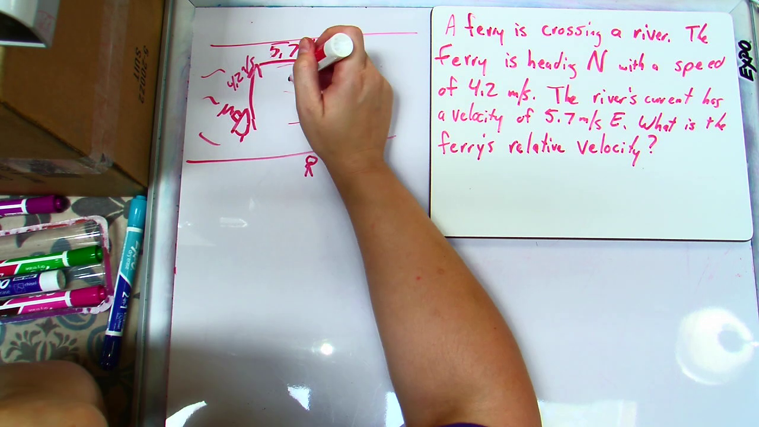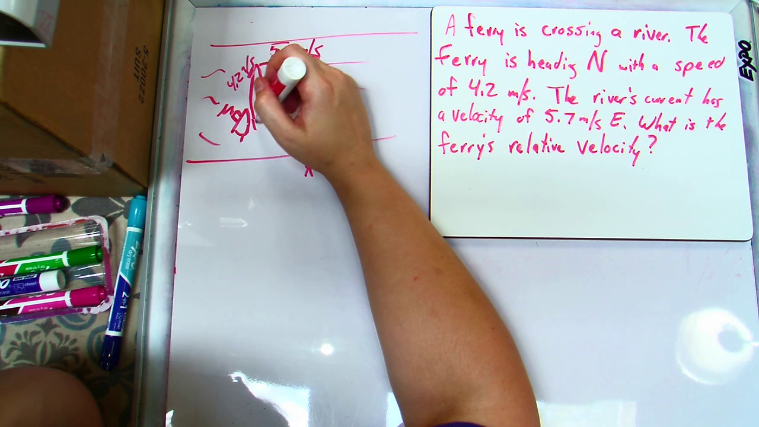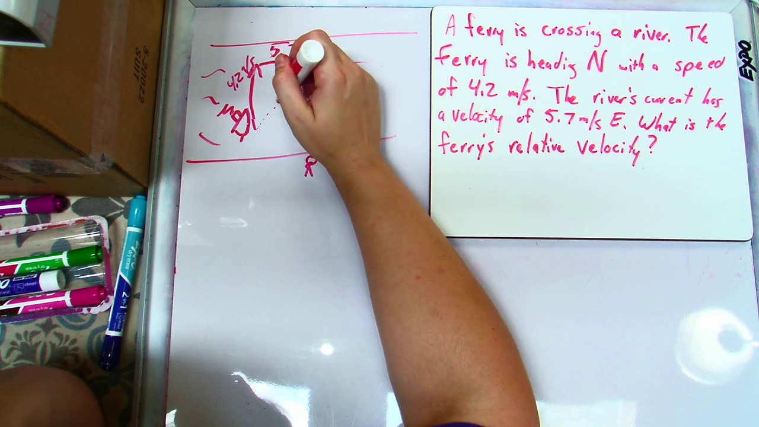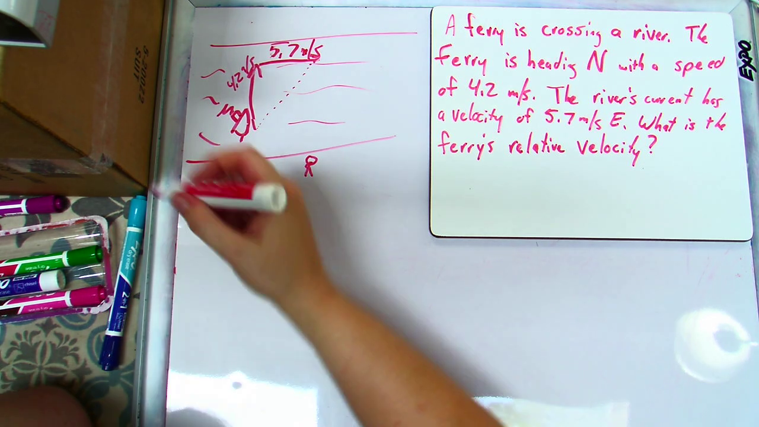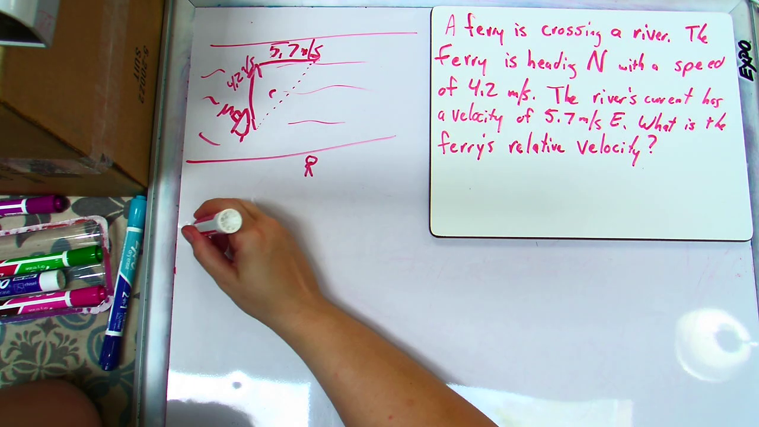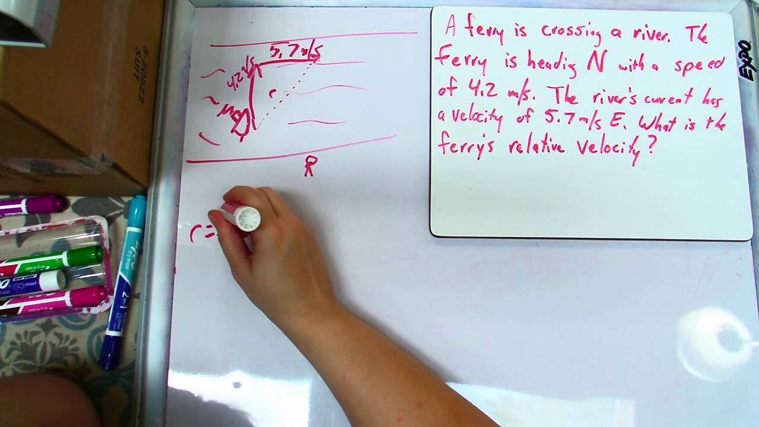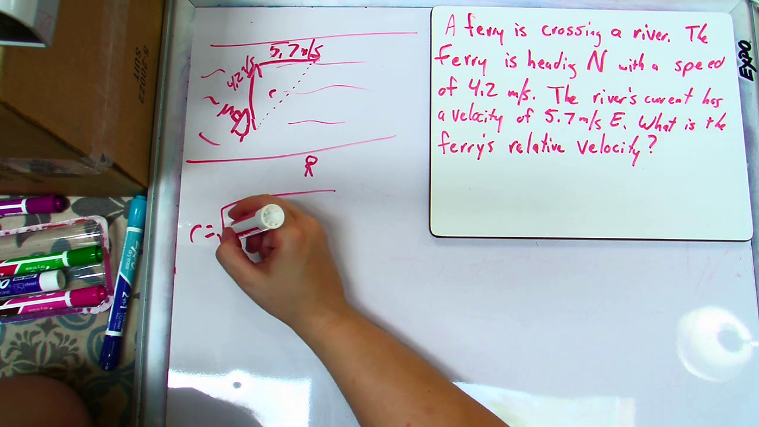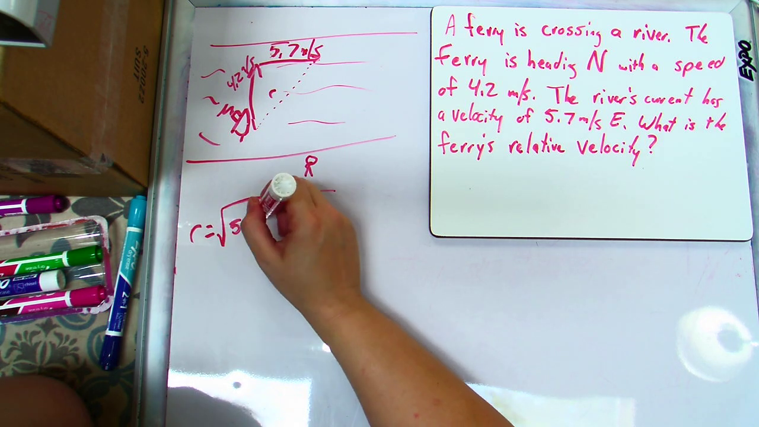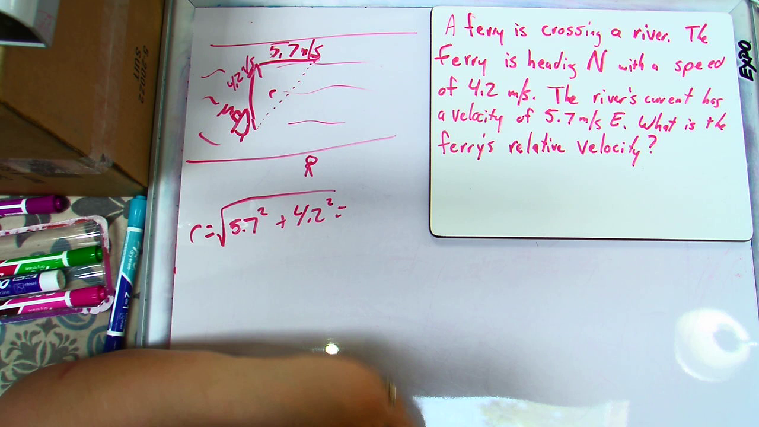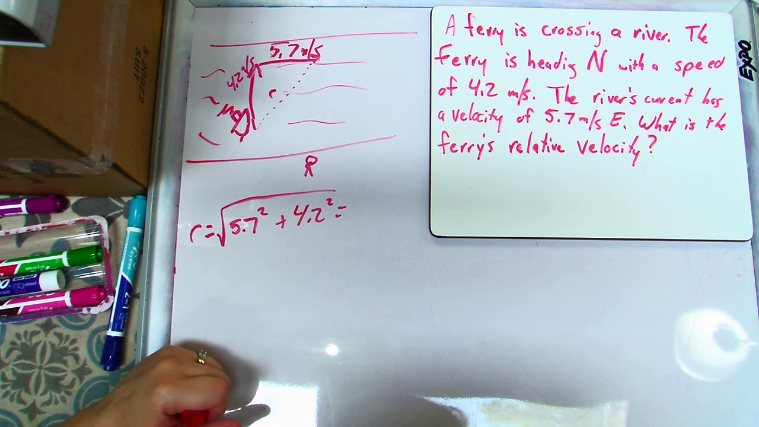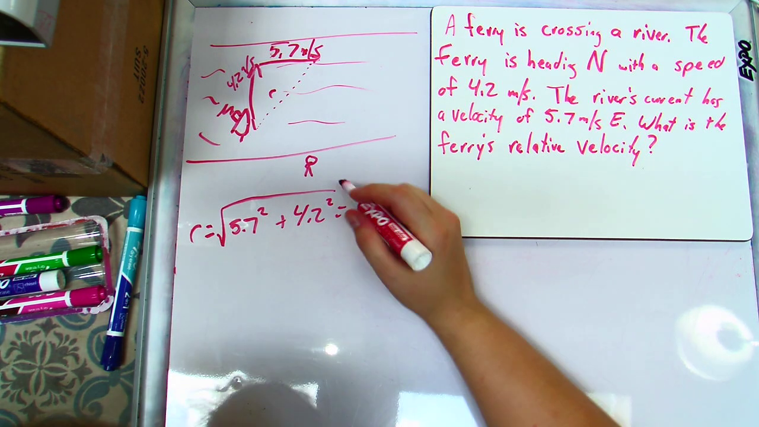Well, between the force of the ferry being pushed, we can figure out its relative velocity the same way we would find the resultant. So we know R equals the square root of 5.7 squared plus 4.2 squared, and that would give us 7.1 meters per second.